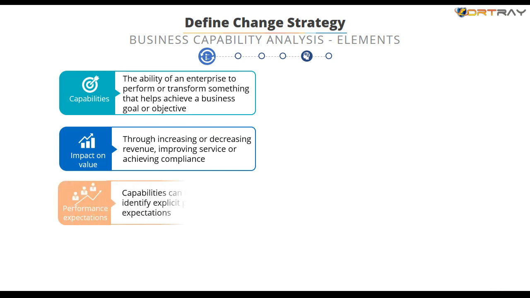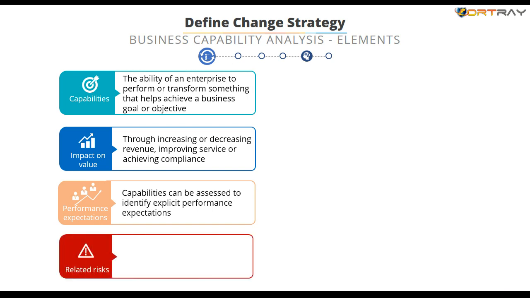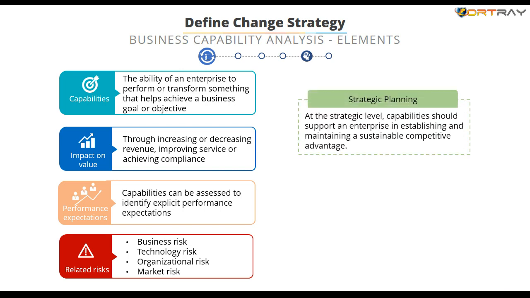Regarding performance, expectations of the capabilities can be assessed to identify the explicit performance expectations. There are some risks related to the performance of the capabilities. These are business risk, technology risk, organizational risk, and market risk. A business capability assessment can produce a set of recommendations for solutions. At the strategic level, capabilities should support an enterprise in establishing and maintaining a sustainable competitive advantage.